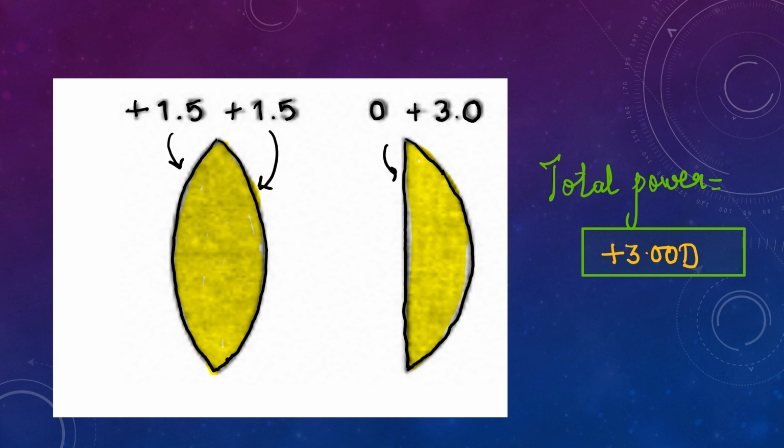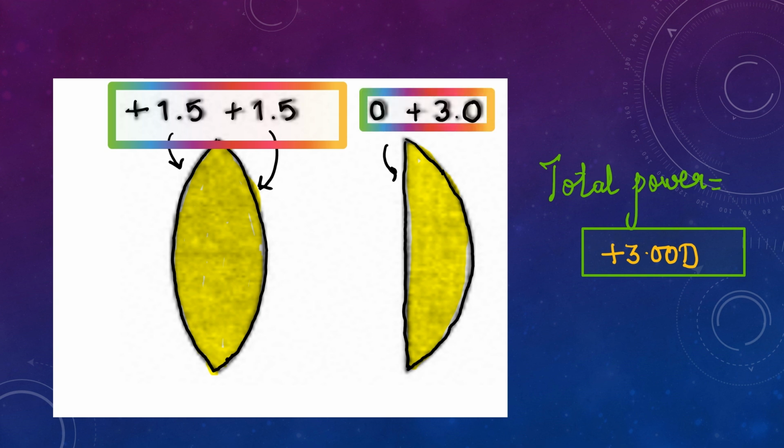So let us understand that with this example. In the first picture, you can see a biconvex lens. The anterior surface has a power of plus 1.5. The posterior surface has a power of plus 1.5. So the total power here will be plus 3.